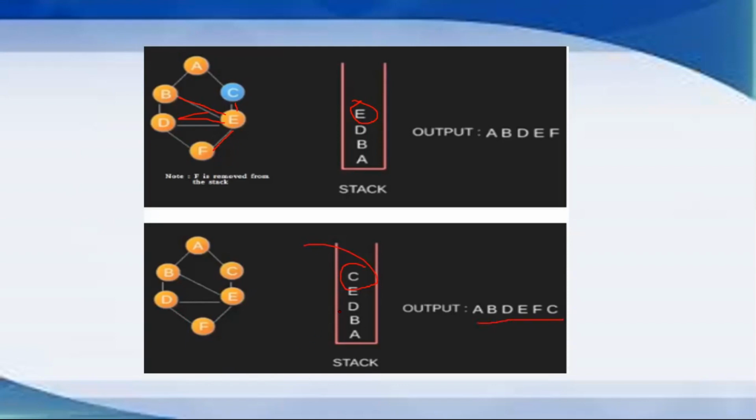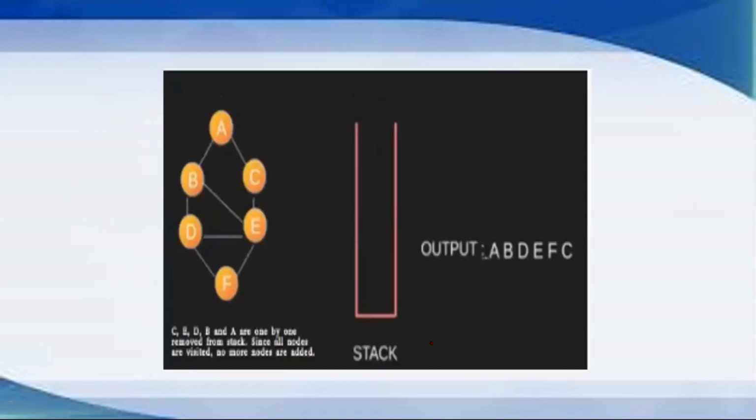Clear? So this is what DFS is. And I am repeating again that there is a possibility that more than one DFS can be formed from a given graph, right? And at the last we will pop out C, E, D, B, and A one by one from the stack. Since all nodes are visited and no more nodes are being added, the stack will remain empty. Clear? So this will be the output of my DFS.